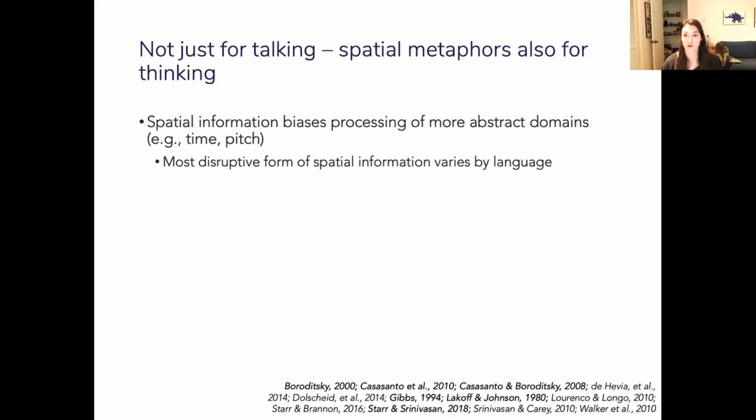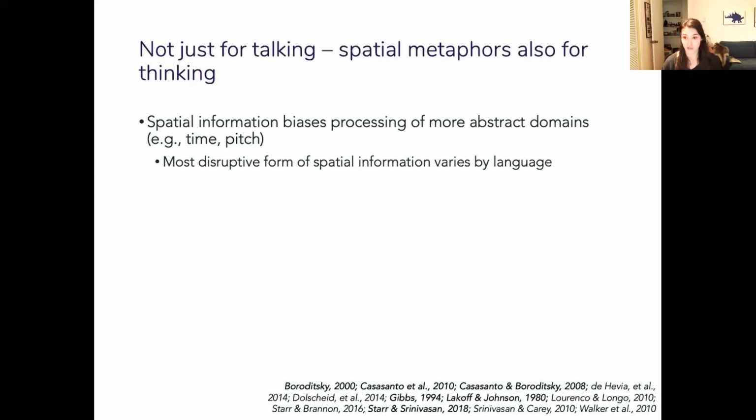One of the most common ways that this has been shown, so we've seen these types of effects in a variety of nonverbal tasks. And one of the most common ones, coming from Daniel Casasanto, is showing that spatial information can bias the processing of more abstract domains. So for example, time or pitch. So for example, if you see a line appear on the screen and you need to reproduce either the physical length of the line or the temporal duration that you saw the line, people's judgments of temporal duration are influenced by the length of the line.